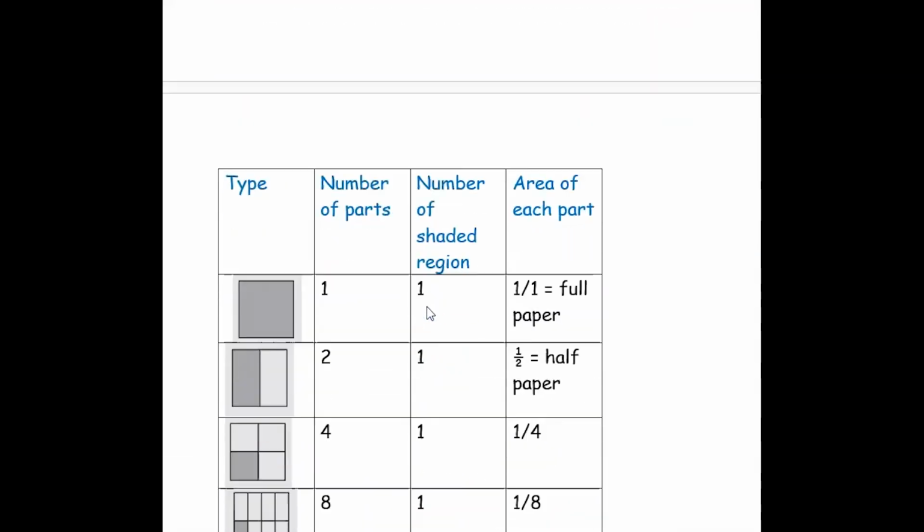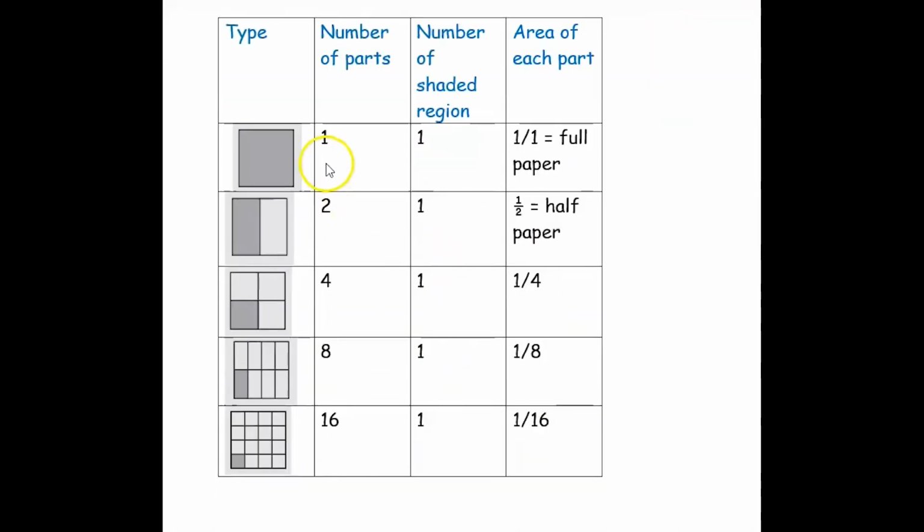Now let us take this. We'll do it in a tabular form, so it's easy for us. First, take a square sheet of paper. We have the number of parts 1 and the number of shaded regions is 1. So the area of each part will be, there is a whole, shaded is 1 and the whole part is 1. So 1 by 1, so the area will be the full paper.